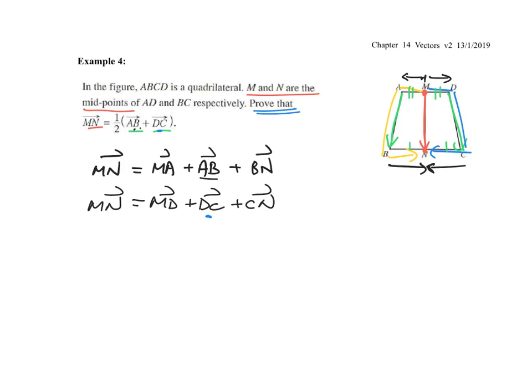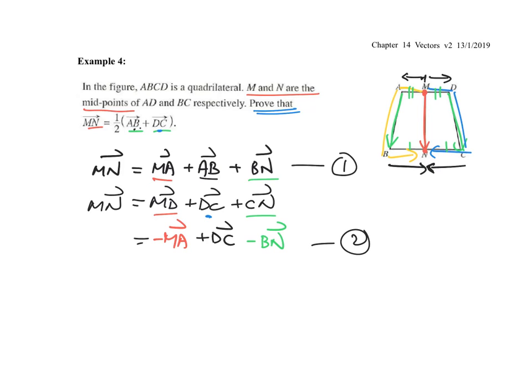So the trick on the question is you have to see the relations between MA and MD vector, and also BN vector and CN vector. If you can observe it, you will see that MD vector can be written as minus MA vector, while CN vector can be presented as minus BN vector. And of course, we still have DC in between. Now, can you read equation 1 and equation 2 carefully and see how you can obtain the answer?